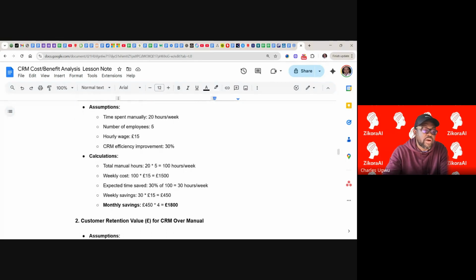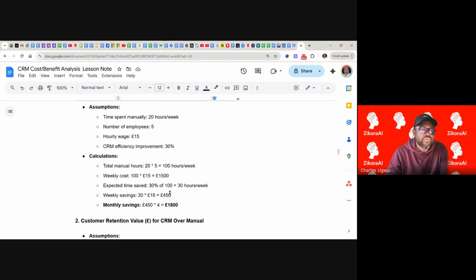So this is the calculation here. You see total manual hour, which is 20 hours times 5 is equal to 100 hours per week. And the weekly cost is this 100 hours by 15 pounds, which is 1,500.